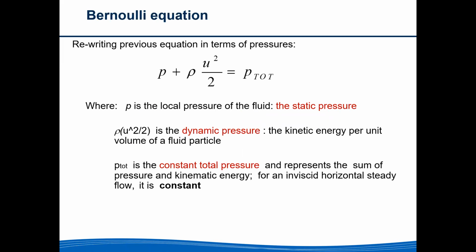So if we rewrite the previous equation in terms of pressures, we can move rho. We have a term P, that is the local pressure of the fluid, the so-called static pressure. Rho U squared divided by 2 is the dynamic pressure, the kinetic energy per unit volume of a fluid particle. And P total is the constant total pressure, and it represents the sum of the pressure and kinetic energy. Now, for an inviscid horizontal steady flow, this sum is constant. So the total pressure will remain constant for an inviscid fluid.